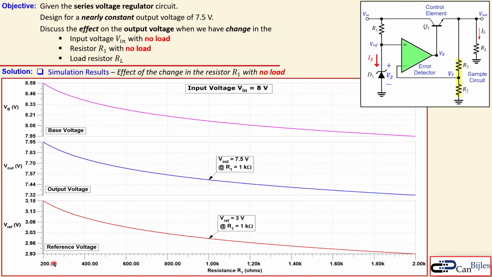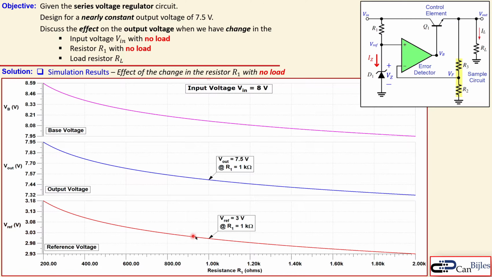Now the reference voltage, let me start with that one, is starting a little bit higher. Why? Because if you start here from 200 ohms up to 2000, so 2 kilo ohms for our R1, for 1 kilo ohm, it is indeed VREF at 3 volt. If you go down, you source more current because this is now getting less resistive. So you source more current, but still this is not a really high increase because it is only going from 3 volts to 3.18 volts.